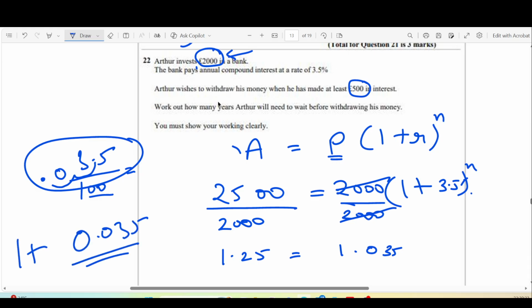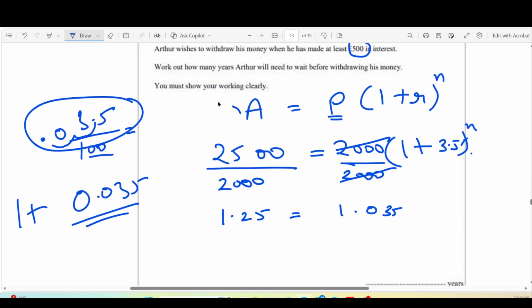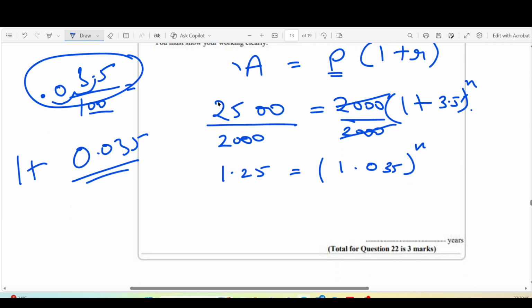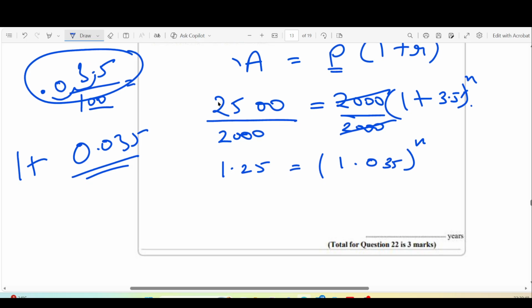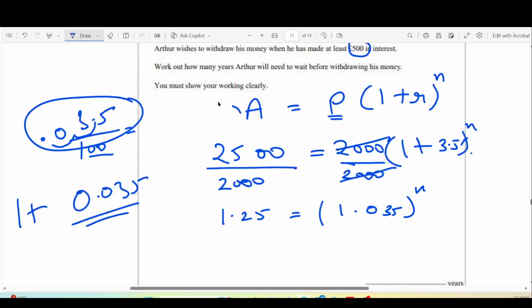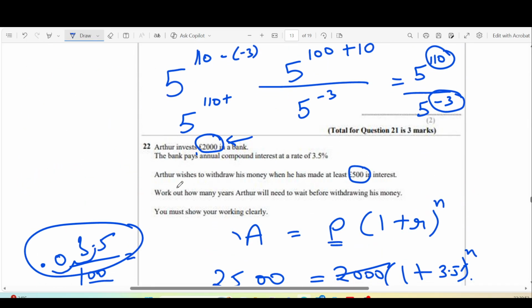So if you add 1 here, because we have 1 plus 0.035, that's how you got this to the power n, which is the number of years. Now we can use log, to show how many years.